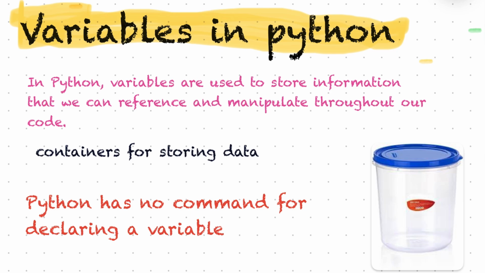Today we'll start with variables in Python. In Python, variables are used to store information that we can reference and manipulate throughout our code. Variables are somewhat like containers for storing data.